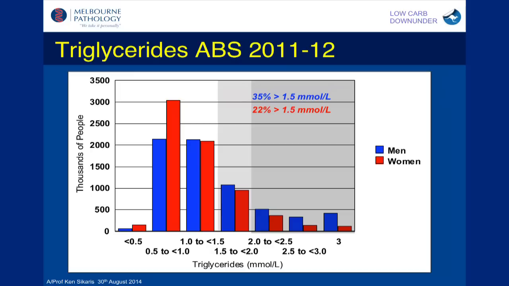Okay, so how many Australians have triglycerides over 1.5? Well, 35% of men and 22% of women. You know, this is the avalanche of heart disease that we're trying to cover up with statins.